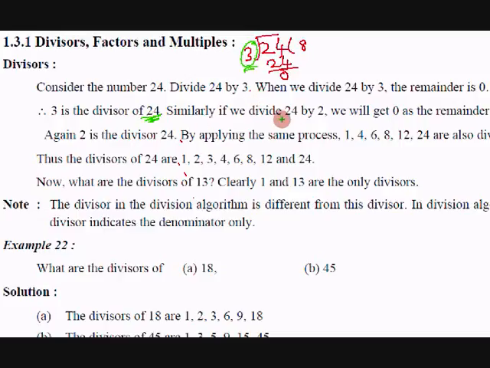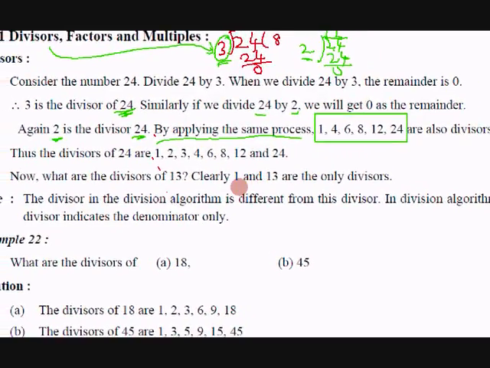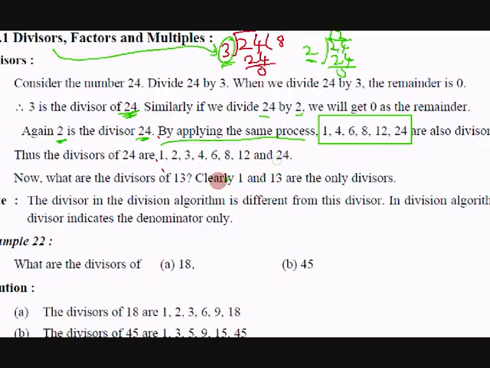Because if you divide 24 by 2, what happens? 12 times 2 is 24, so we get 0 as the remainder. 2 is a divisor of 24. So 3 is a divisor and 2 is a divisor of 24, like that. By applying the same process, what are all the divisors of these numbers? These are also divisors of 24.